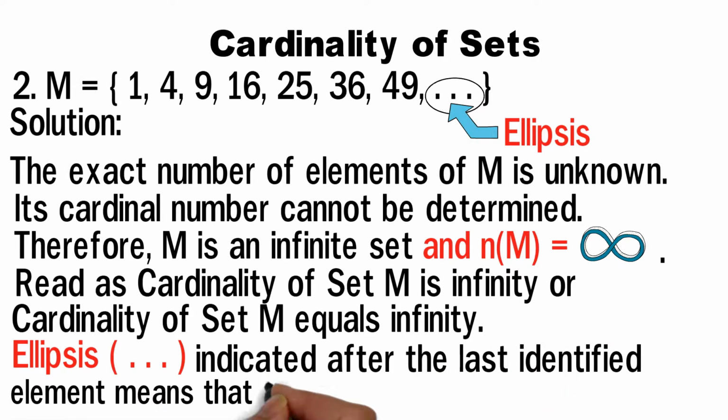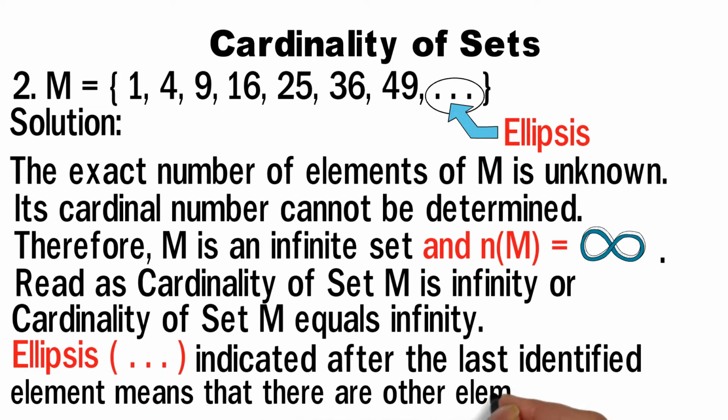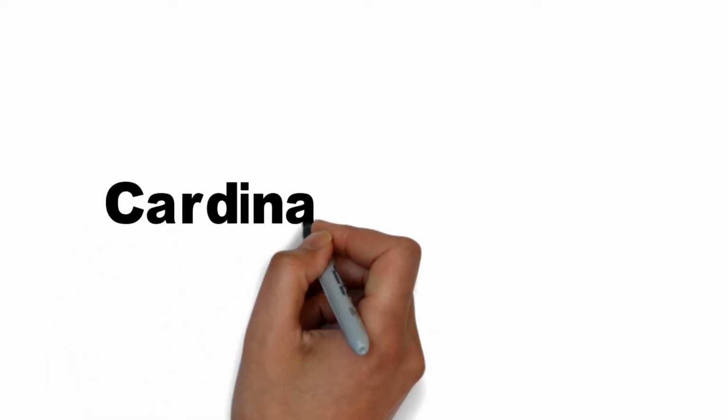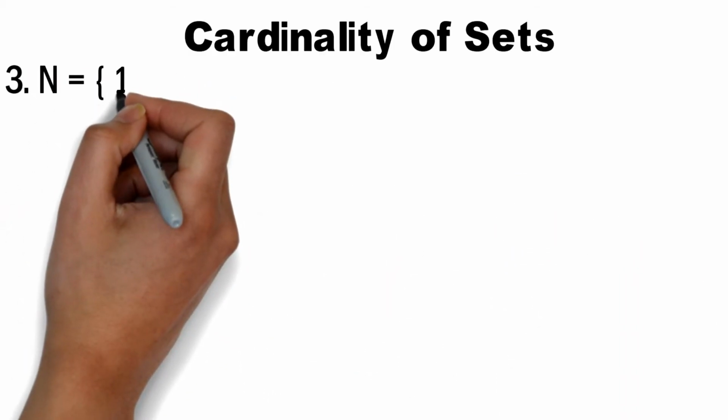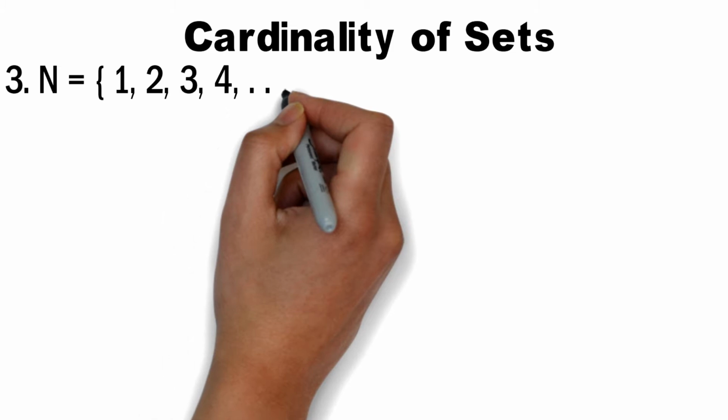May mga susunod pang mga elements pero hindi na natin kailangan pang isulat dahil ang set ay isang infinite set. Another example, set N equals 1, 2, 3, 4, until 12.